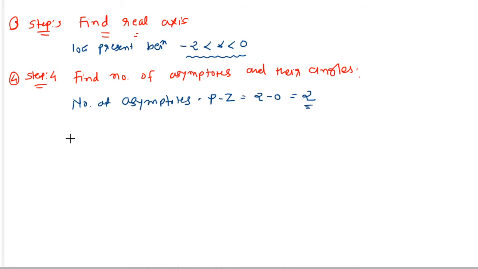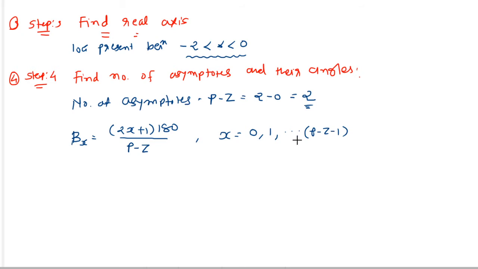Now the angle. The formula for the angle is beta x equal to (2x plus 1) times 180 divided by p minus z, where x equals 0, 1, up to p minus z minus 1. And here our number of asymptotes is 2, so we can consider x equal to 0 and 1.